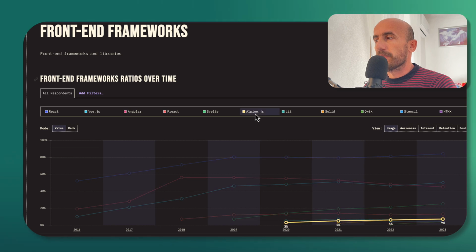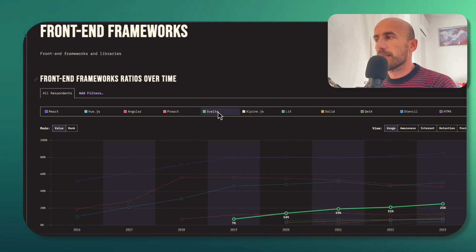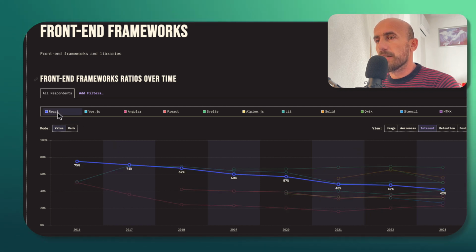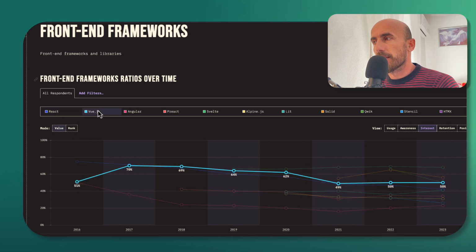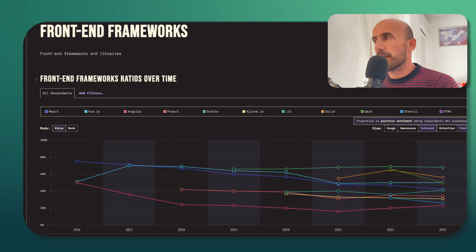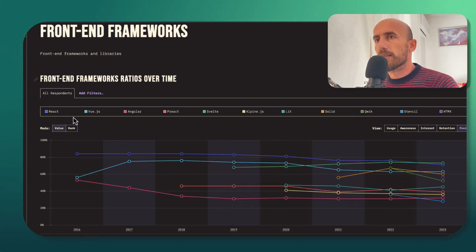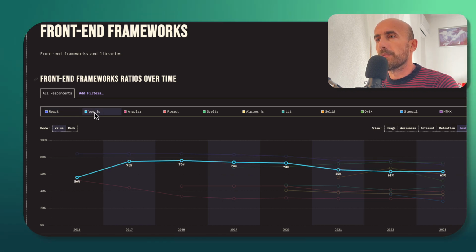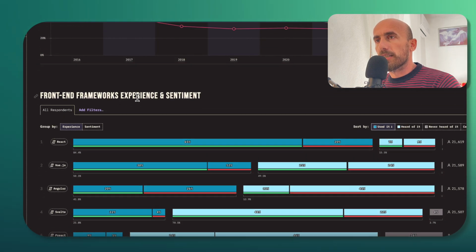AlpineJS is 77%, but Svelte is going to take points again here, as we can see. Good. Let's see interest here on React. It's dropping because I think almost every developer uses React and has heard about React. For Vue.js it has also dropped, and I think it's okay. For Svelte, almost the same. And for positivity, we can see React is okay, Vue.js too. Then let's see frameworks, experience and sentiment.